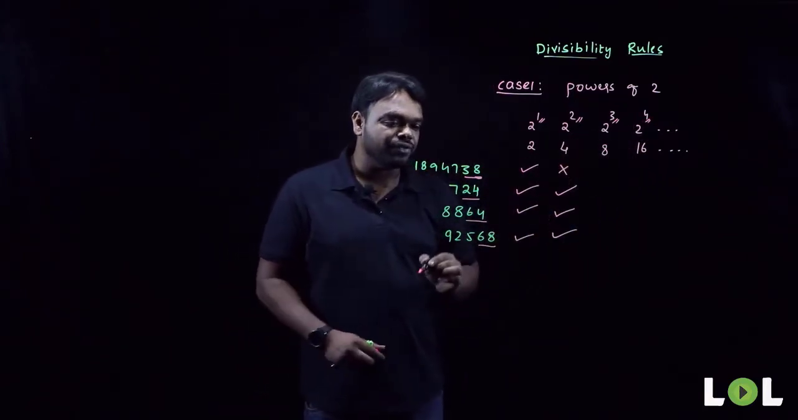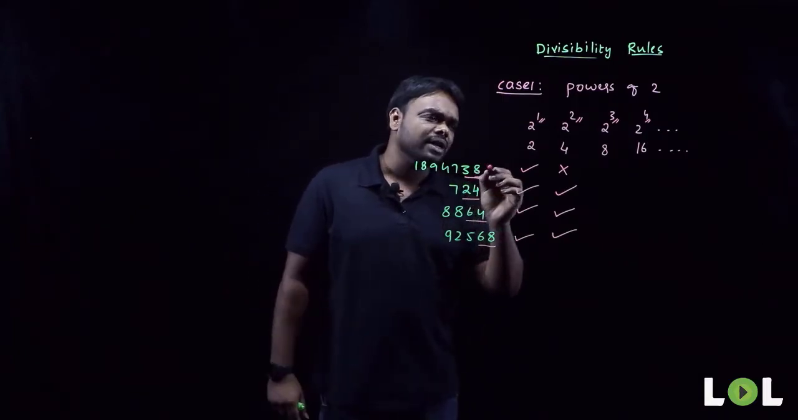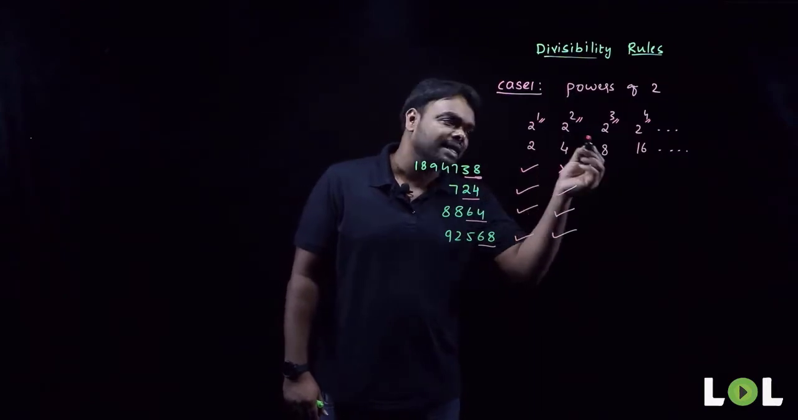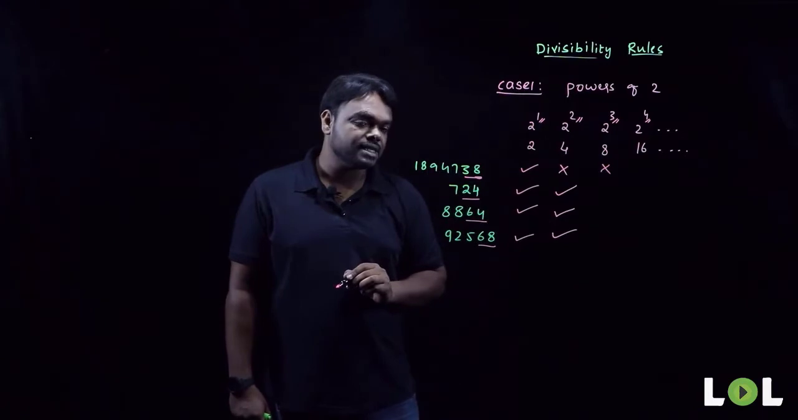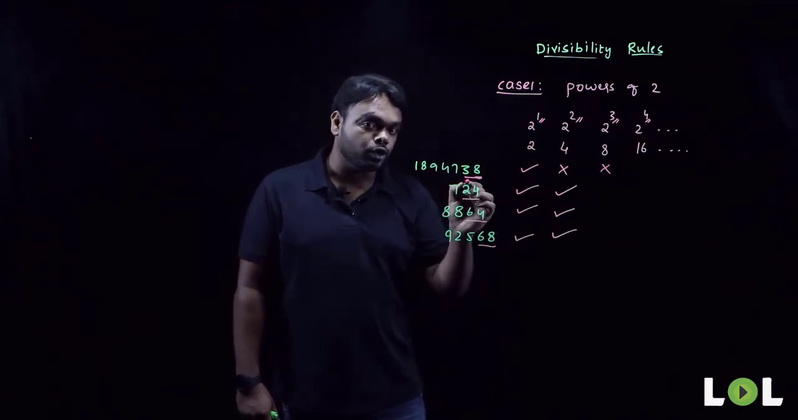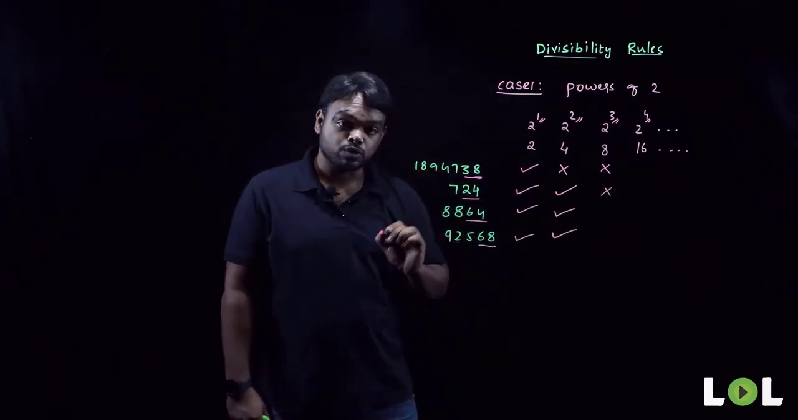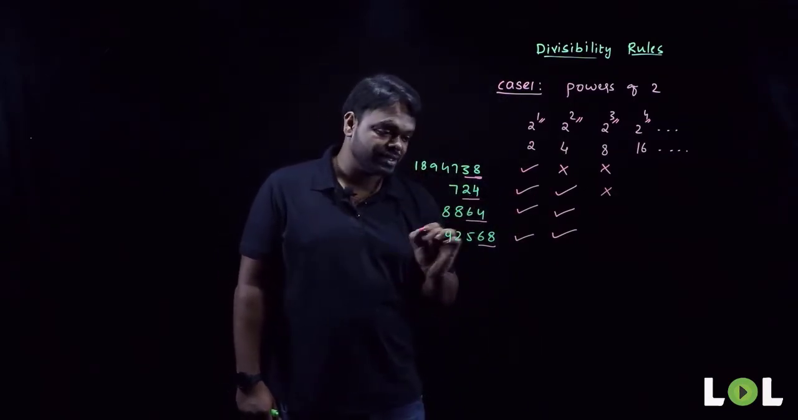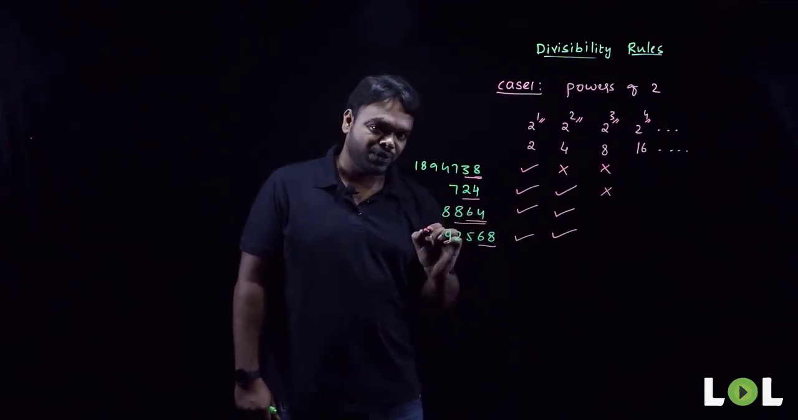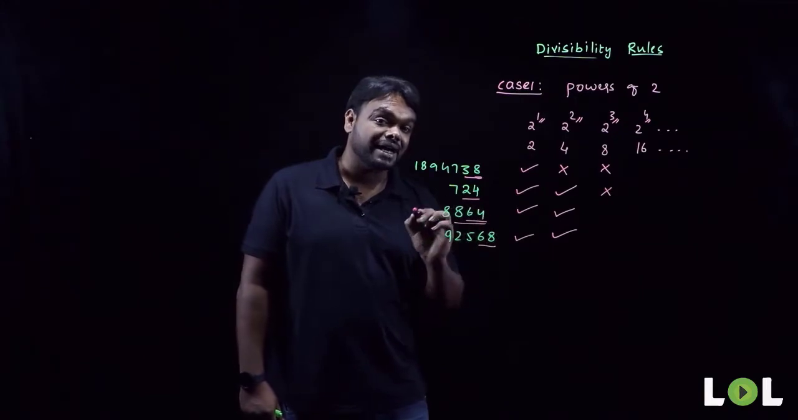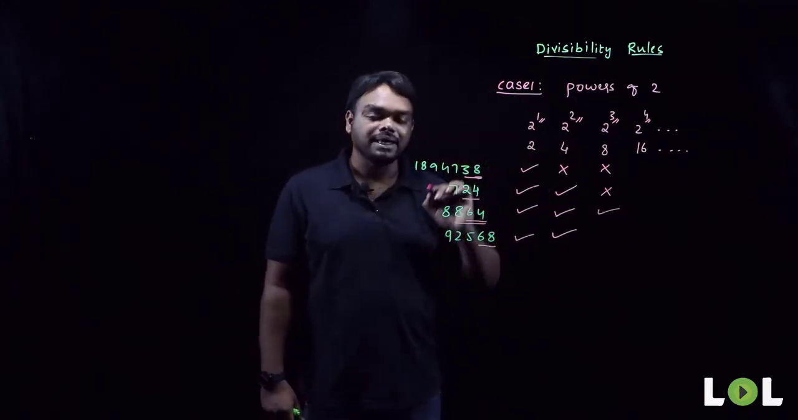Now, for 8, if you see, 38. This is not divisible by 4, which means it can never be divisible by 8 as well. Now, check this, 724. Is it divisible by 8? 8 9s is 72, but 4 remains. So, it is not divisible by 8. Now, this one. Check only the last 3 digits. 864. 8 10s is 80, 64. So the last 3 digits are divisible by 8, which means this entire number 8864 is divisible by 8.